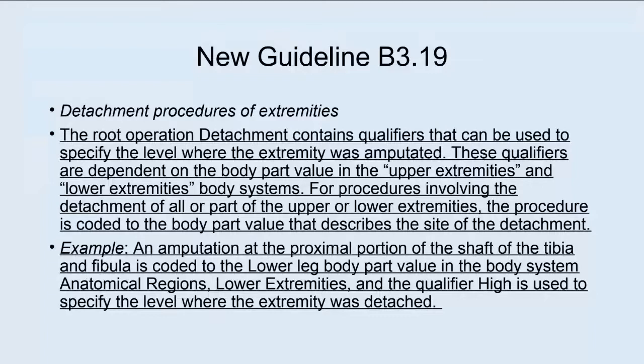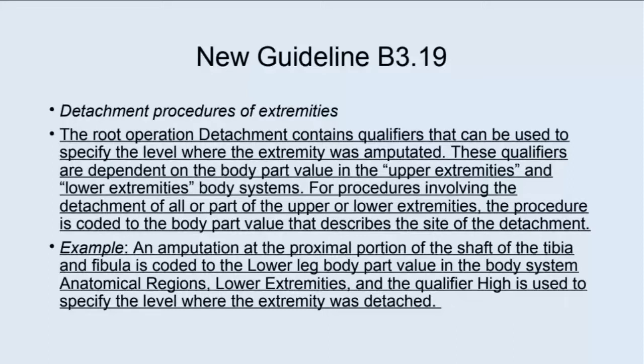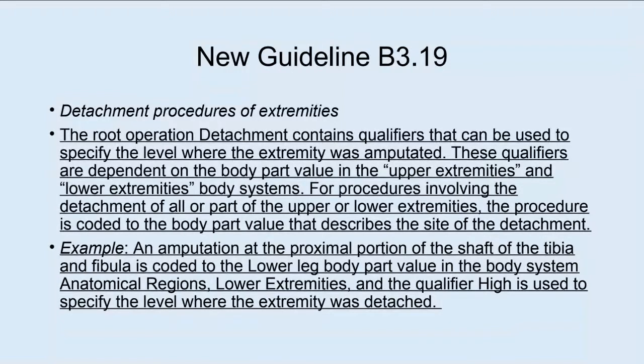Okay, so let's start with the changes to the guidelines. For the detachment procedures, we have a new guideline, B3.19, and this is what it says. The root operation detachment contains qualifiers that have been used to specify the level where the extremity was amputated. This is only used in the anatomical regions, upper extremities, lower extremities. These qualifiers are dependent on the body part value in upper extremities and lower extremities body systems. For procedures involving the detachment of all or part of the upper or lower extremities, the procedure is coded to the body part value that describes the site of the detachment.